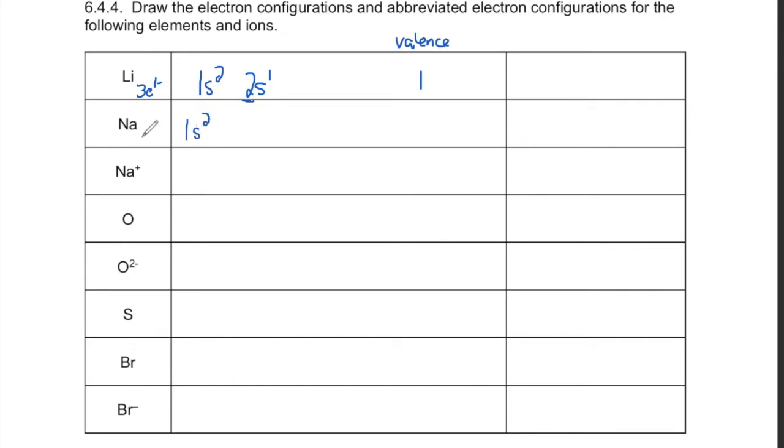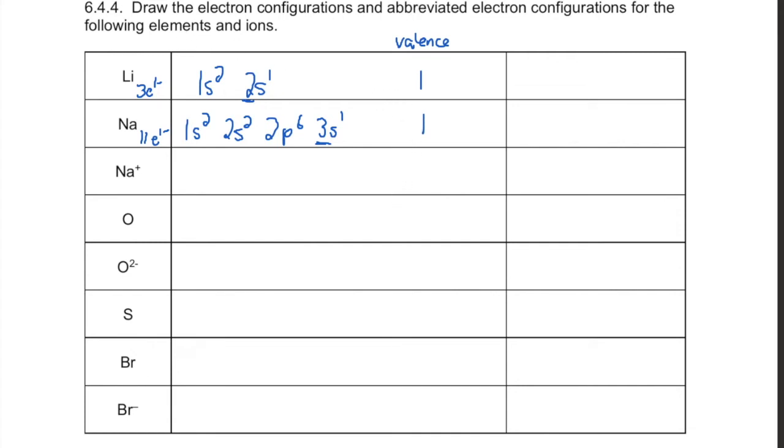Sodium has 11 electrons altogether. The first 2 are in the 1s, the next 2 are in the 2s, the next 6 are in the 2p, and the next one is in the 3s. So its outermost level is level 3, and there's 1 valence electron there. And lithium and sodium are in the same family, so it's not surprising that they have the same outermost shell, the same kind of chemical properties there.